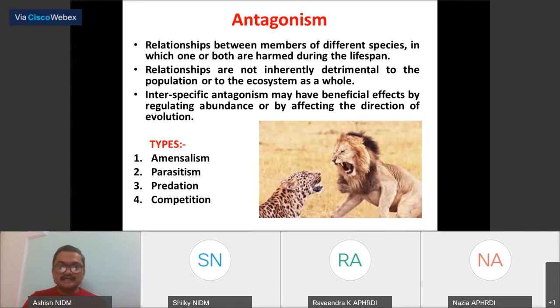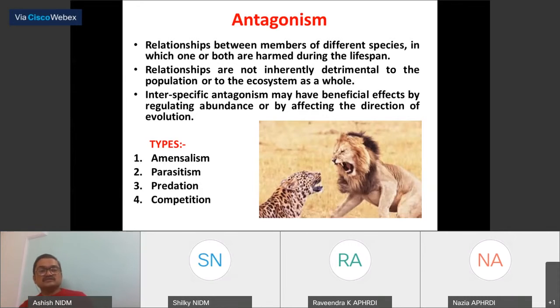If you talk about the types of this antagonism, one is amensalism. I can give you one example. There will be a very big tree, and under that big tree, small trees and plants will be there, but they are not going to grow to their full extent, because that big tree is going to utilize most of the natural resources. So this is called competition between species, that is amensalism.